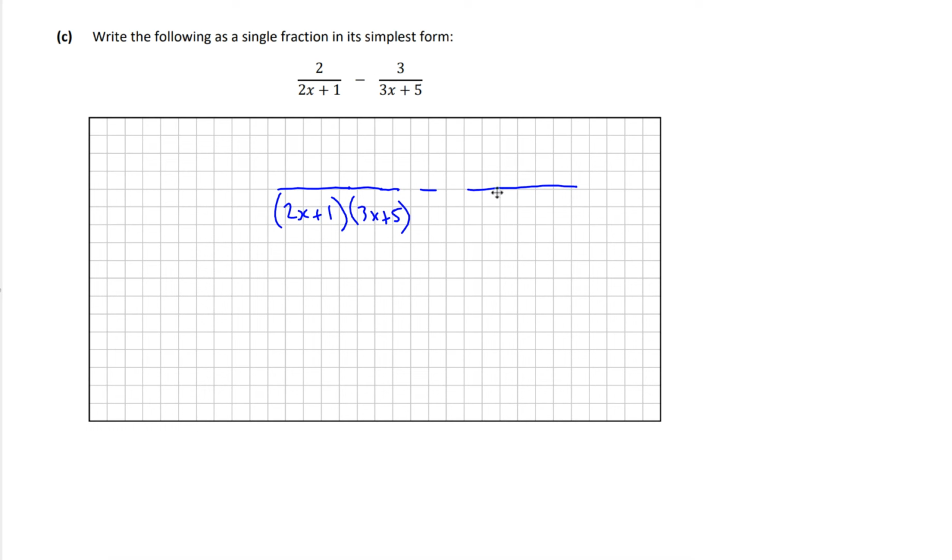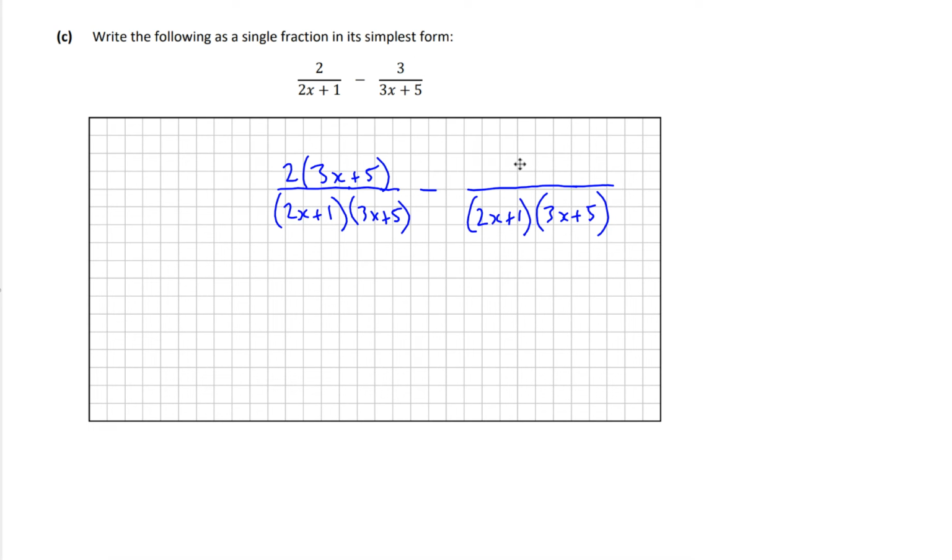I'm going to do the 2 fractions separately. Same common denominator over here, 2x plus 1 multiplied by 3x plus 5. You multiply the denominators to get the common denominator. So now I'm changing each of these fractions into these fractions. So what did I do here to the bottom of this fraction to make it become like this? Well, I multiplied it by 3x plus 5. So I'm going to have to do the same to the top. So the top will be multiplied by 3x plus 5 as well. The value of the fraction now has remained unchanged.